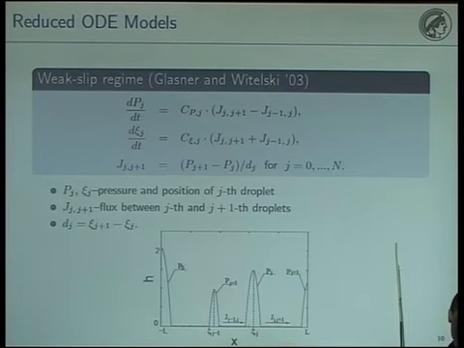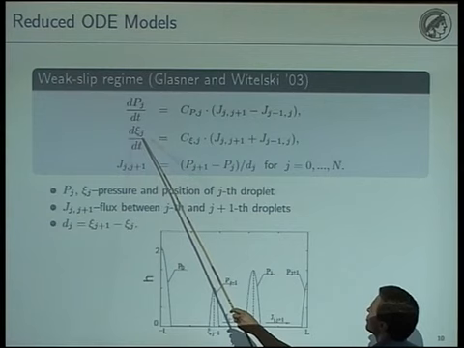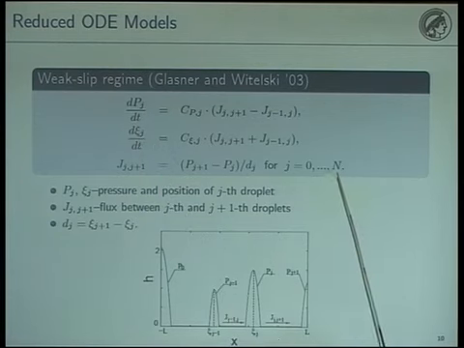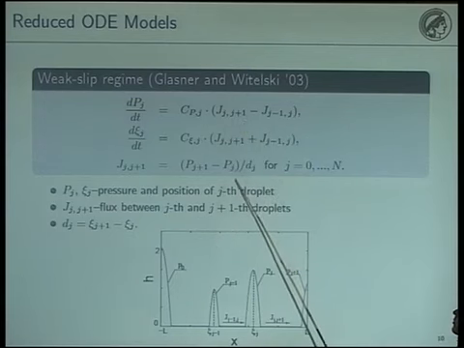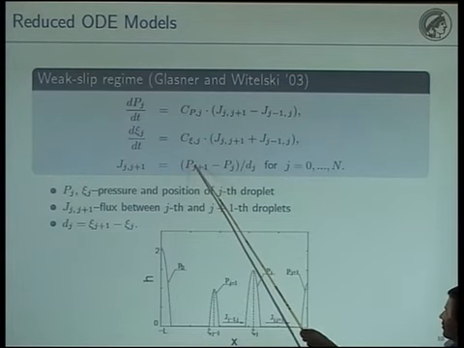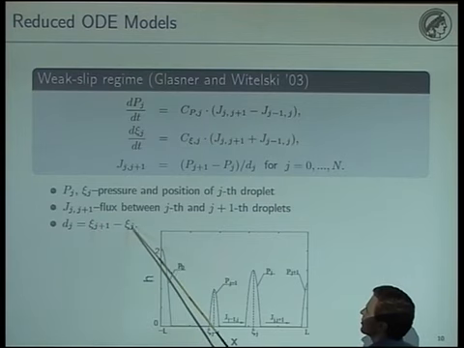relay principle, which Steven presented to us, they end up with a closed system of 2n ODEs for pressure and position evolution of droplets. So it's a coupled system of ODEs, and they are coupled by the fluxes. And for the fluxes, they provided an explicit analytical formula which depends on the pressure difference between neighbors and the distance between droplets. So d_g denotes the distance between droplet g plus 1 and droplet g.